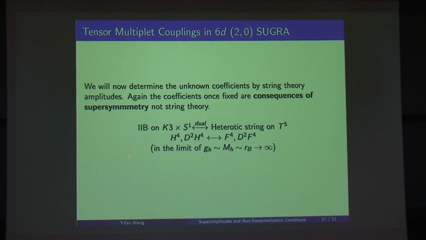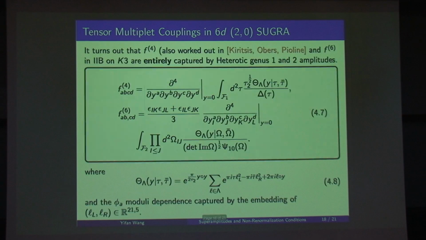T5. Under this duality, the H2 F^4 coupling and D2 H2 F^4 coupling are mapped to the F^4 and D2 F^4 couplings in the heterotic string, where F becomes the field strength for the vector multiplets in the heterotic string. And we want to look at the limit where the S1 decompactifies, and in this limit, the heterotic string coupling and heterotic string scale both go to infinity. And in this limit, we'll see the heterotic string amplitude simplifies dramatically.